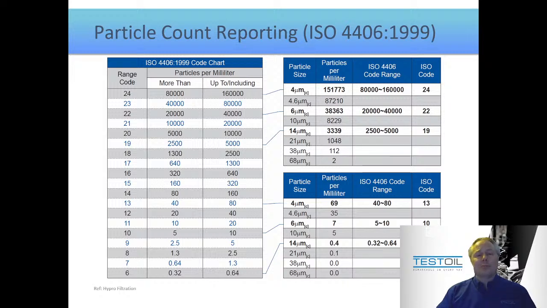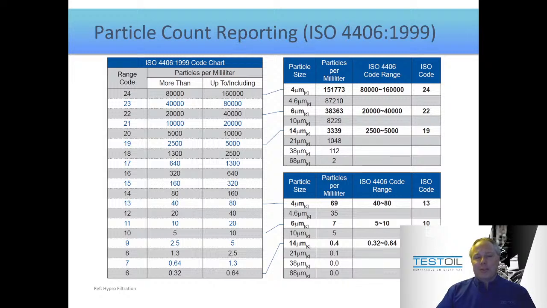If we go down to the next result, which is just over 30,000, that falls in a range between 20 and 40,000, which represents an ISO code of 22. So we would give that one the code 22. And the last one, just being over 3,000, falls between 2,500 and 5,000, which is an ISO code of 19, and that would get assigned the ISO code 19. So in the end, this entire particle count would be reported out as 24, 22, 19.